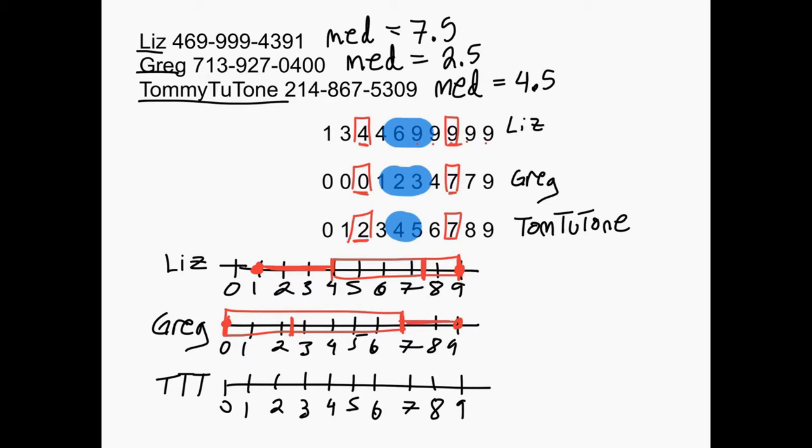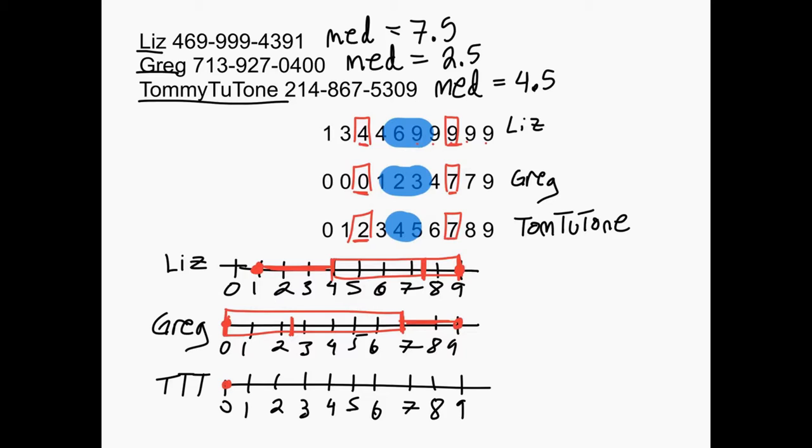And then that whisker is going to extend over to 9. Okay, so let's look at Tommy Two-Tone's data. Tommy Two-Tone actually has every single number in there exactly once, doesn't he? Yeah, 8, 6, 7, 5, 3, 0, 9, plus the 214. He's got each of them exactly once.